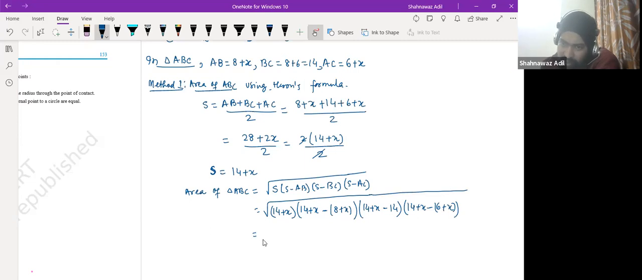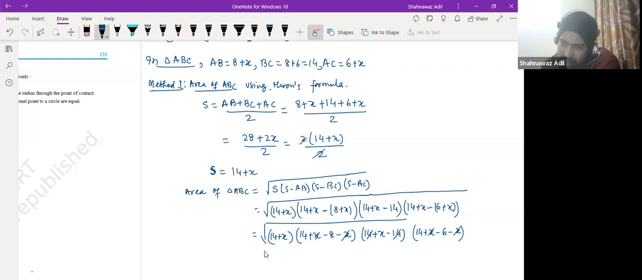So this would be 14 plus X. Then we will remove this part, so minus 8 minus X. This part will cancel, this 14 plus X minus 14. This will cancel. This is 14 plus X minus 6 minus X.